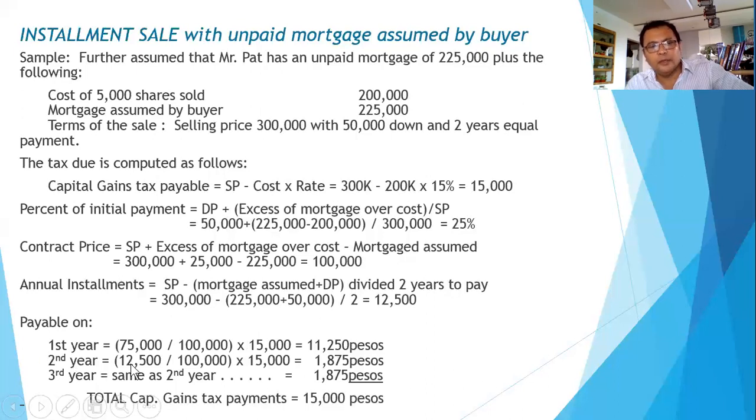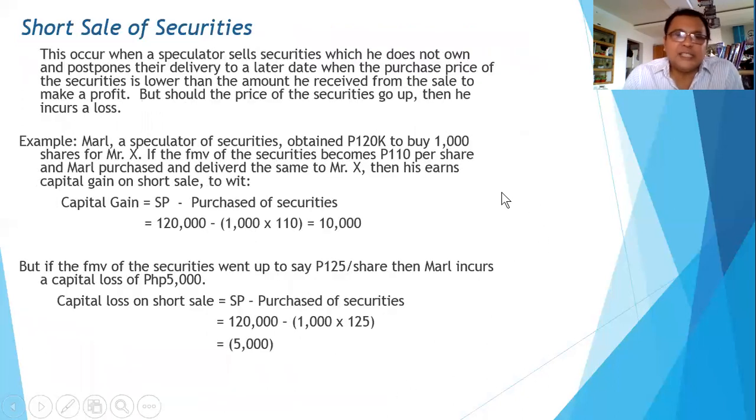And the second year, the remaining balance, 12,500 for each of the 2 years, divided by the contract price and times the capital gains tax payable, gives us 1,875 pesos to be paid in the second year. And the third year will be the same, no? Since it is equal payment in 2 years. So if you notice, 75,000 plus 12,500 and another 12,500, the total is 100,000 pesos. That's the contract price. So if you add all the payments, the total capital gains tax payments will be equivalent to 15,000 pesos, the same as here, but it is paid in installments.